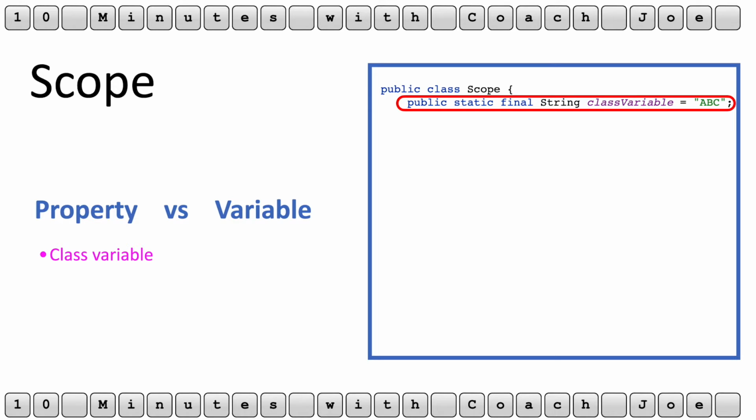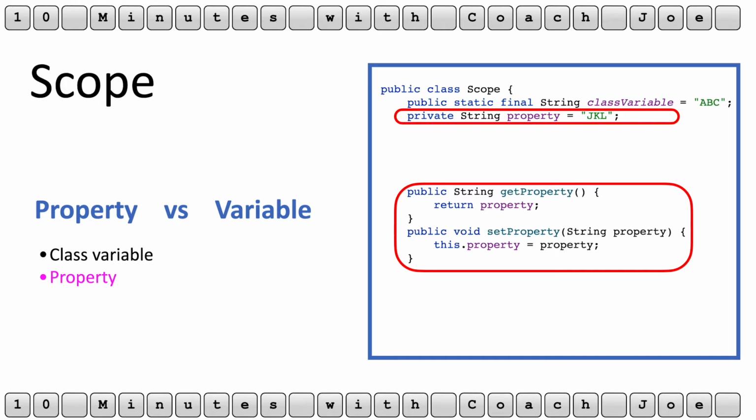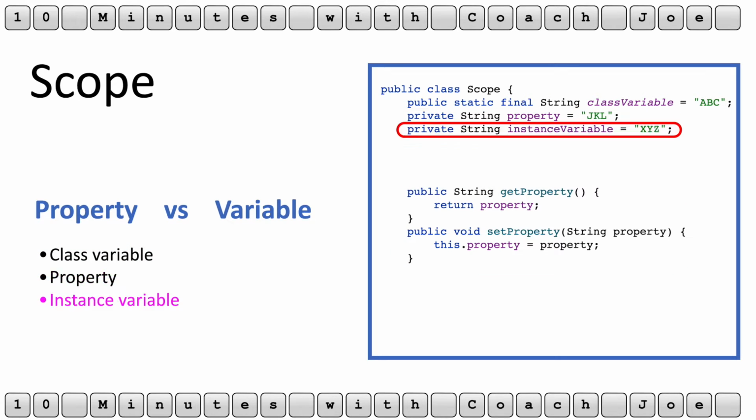Class variables will use the keyword static and should be marked final. Properties are private and will have getter and/or setter methods. Instance variables are private, have no getter and setter methods, and can be used by methods of the class. Fields are public with no getter and setter methods and are used to define a data object.